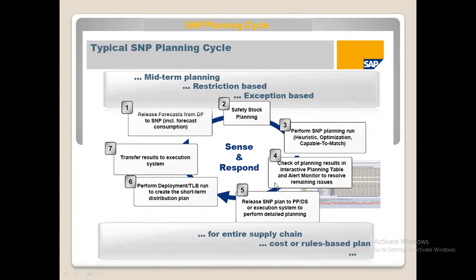Once the SNP run happens, business will review the results. Then next they are going to release, perform the deployment and TLB run, and finally they transfer the result to the OLTP system or ECC system.